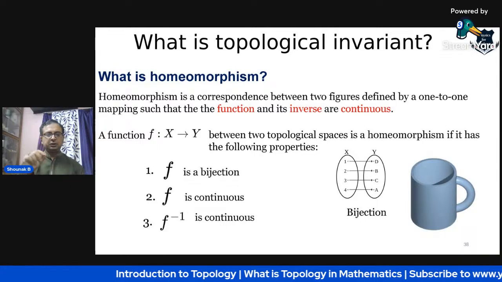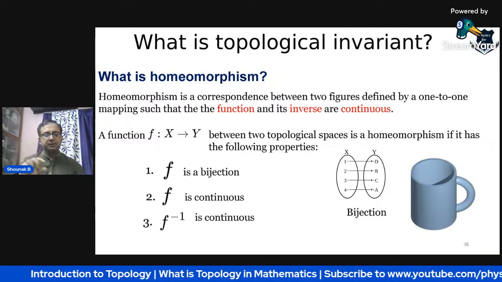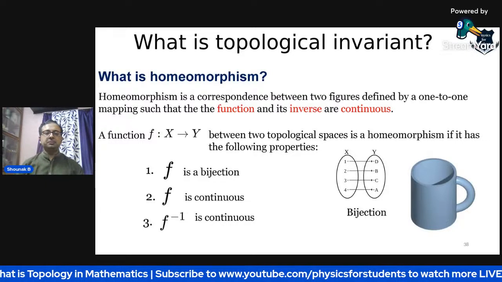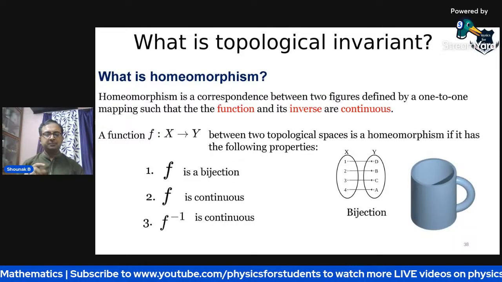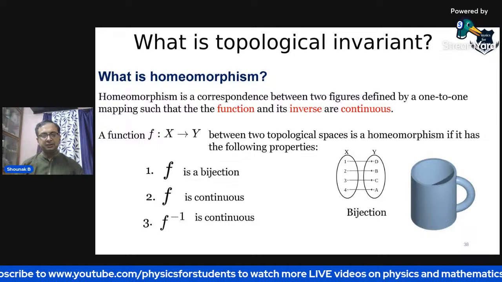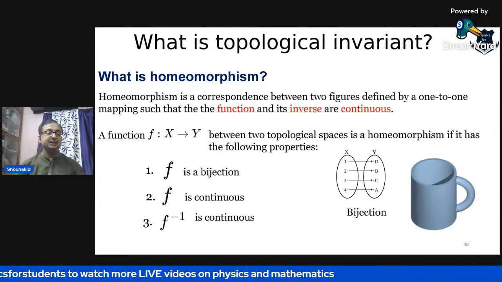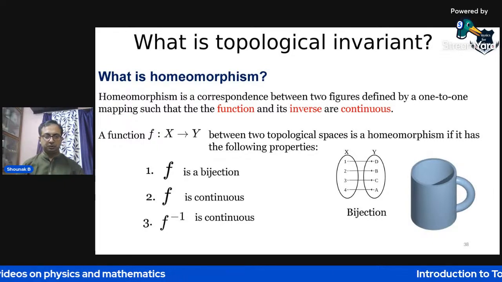So if I say a function which maps from x to y between two topological spaces is a homeomorphism, it has the following properties. Number one, f should be a bijection, and I've already shown you what a bijection is. Second, f has to be continuous and the inverse of that function has to be continuous.